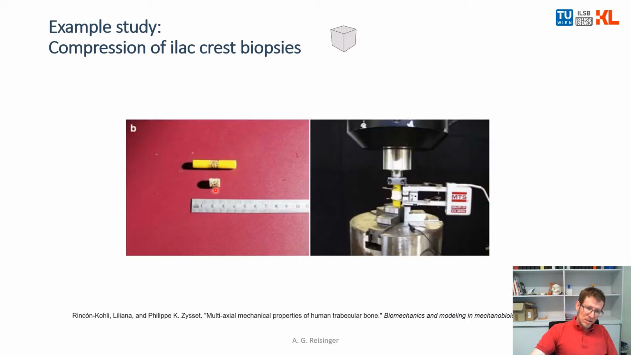So on the left you see a sample here. This is the original sample, and the sample was embedded, so it was glued to plastic rods here, to clamp the rods, because the sample itself cannot be clamped, it's too fragile. So they added these yellow cylinders here and clamped them in the testing machine and applied some load. And the displacement between the yellow embeddings was measured very precisely with this thing here.